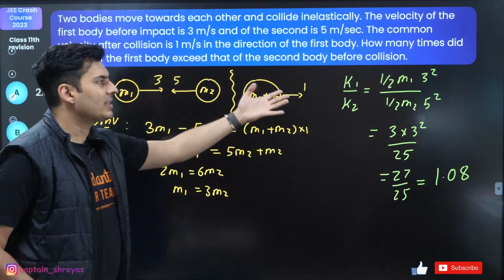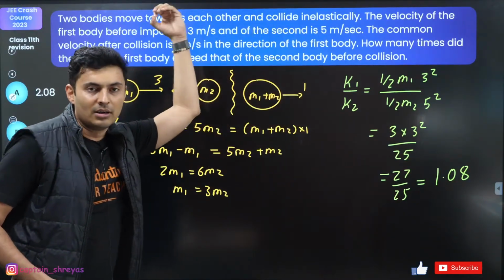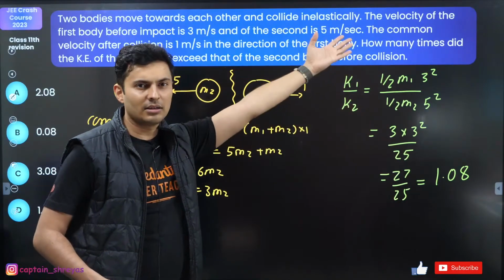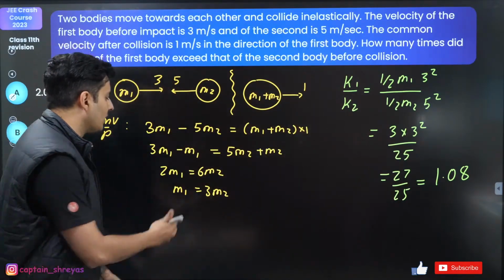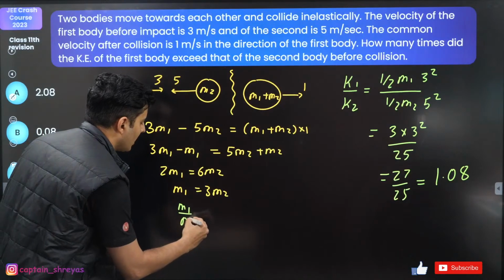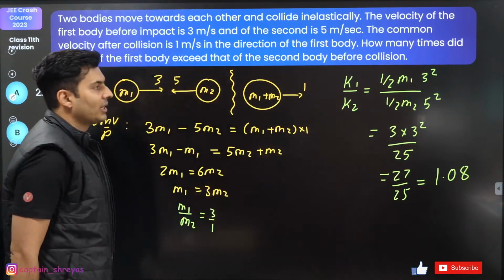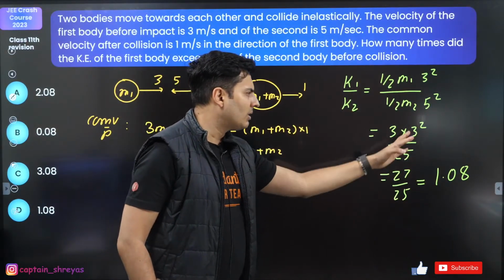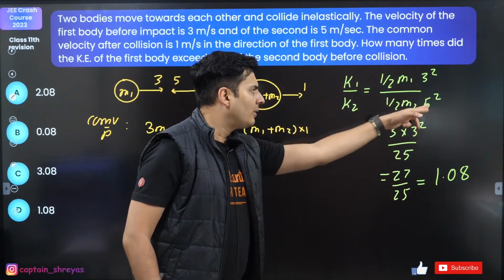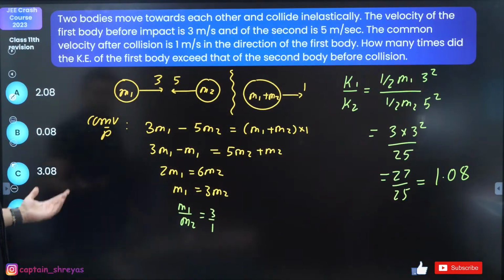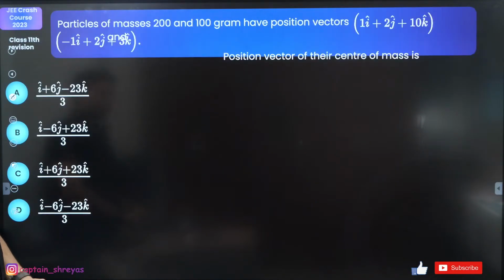It's just asking how many times is the kinetic energy of the first body with respect to the second body. Just divide, half gets cancelled. m1 by m2, you can get it from here only. m1 by m2 is basically 3 by 1, so that 3 by 1 I have put it over here. 3 square is 9, 9 3s are 27, 5 square is 25. So 27 by 25 is slightly more than 1. So 1.08, yes, that's the answer.